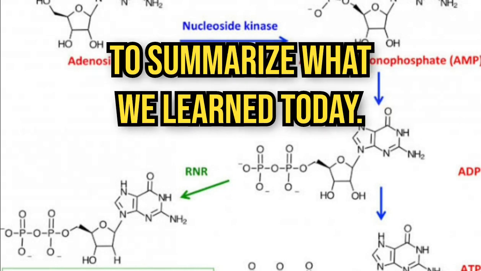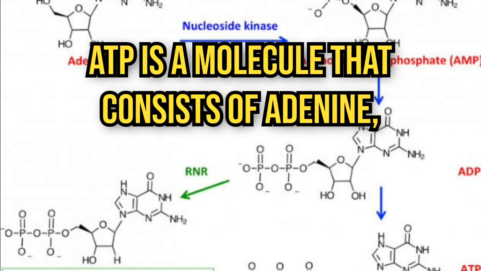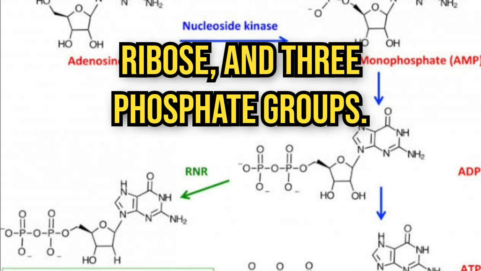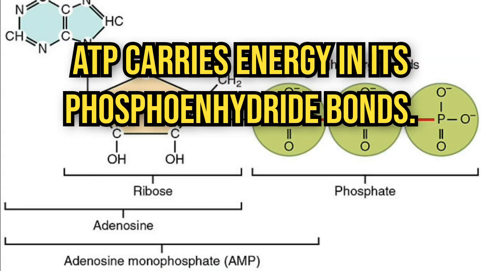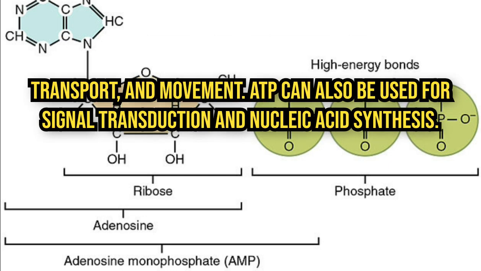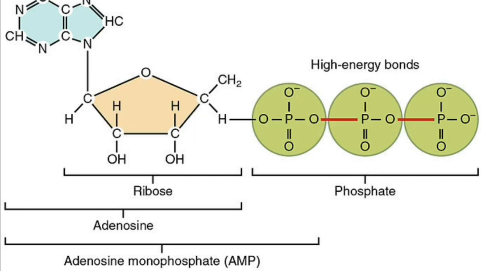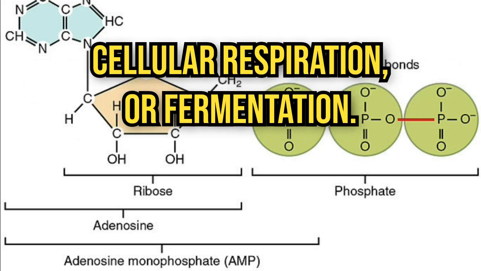Summary. So, to summarize what we learned today, ATP is a molecule that consists of adenine, ribose, and 3 phosphate groups. ATP carries energy in its phosphoanhydride bonds. ATP can be used for various cellular processes such as metabolism, transport, and movement. ATP can also be used for signal transduction and nucleic acid synthesis. ATP can be made from ADP and phosphate through photophosphorylation, cellular respiration, or fermentation.